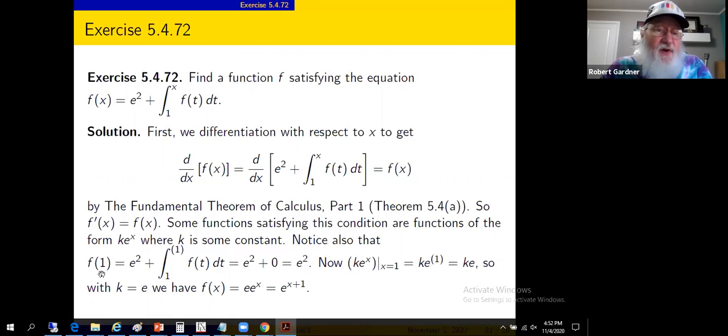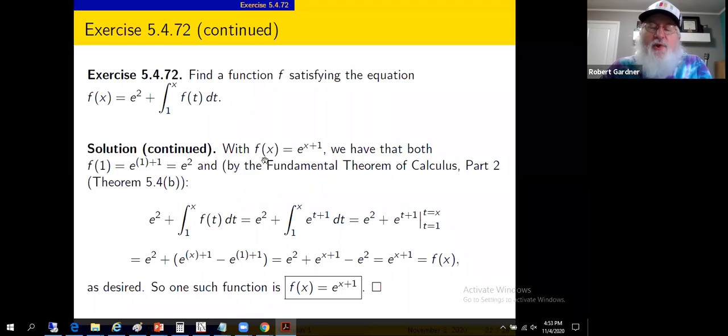I expect this function f to be something of this form. When I plug 1 into this one, I get e squared. When I plug 1 into this one, I get k times e. All right, take k to be e, and you'll get e squared out of this one as well. If we take k to be e, then f of x is k times e to the x. It's e times e to the x, which looks a little strange. It's e to the x plus 1. Did that work? Let's try some more details.